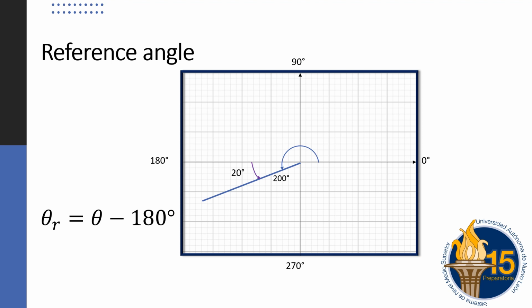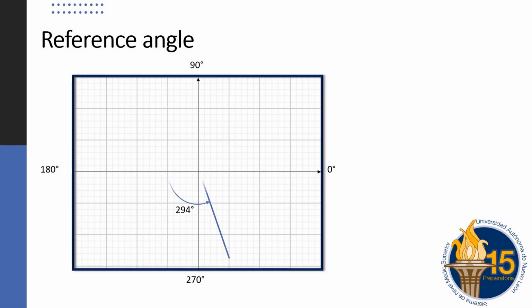Now, let's see the angle 294. The terminal side is on quadrant 4, so the angle closer to the x-axis is the acute angle 66 degrees, because between 360 degrees and 294 degrees, there is a difference of 66 degrees.